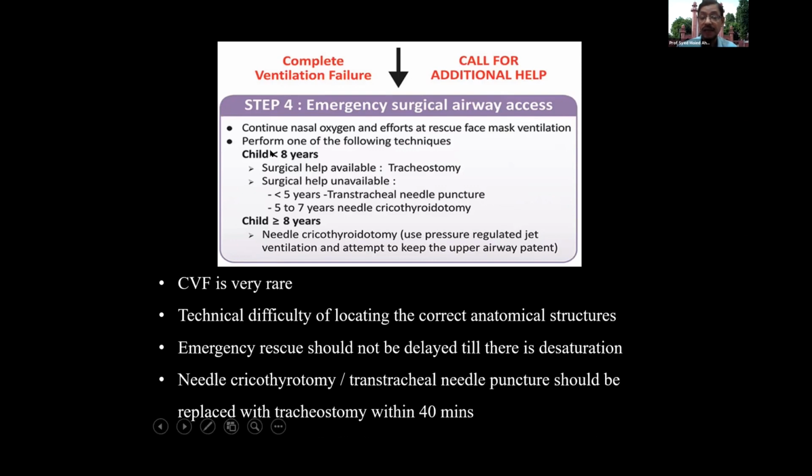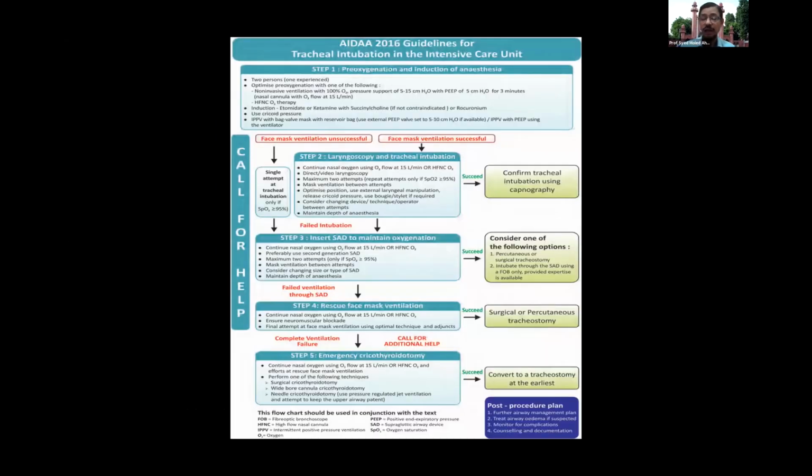Now, if the child is less than 8 years and you have surgical help available, then you go for tracheostomy. If you don't have surgical help, and the child is less than 5 years, you go for transtracheal needle puncture. But if he is around 5 to 7 years, you go for needle cricothyrotomy. So these are the changes which we have. At the same time, if the child is more than 8 years, then you always go for needle cricothyrotomy with a pressure regulated jet ventilation, and attempt to keep the upper airway patent as much as possible. So these are the changes and differences in pediatric patients.